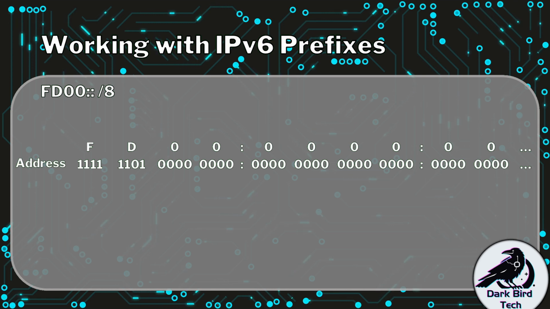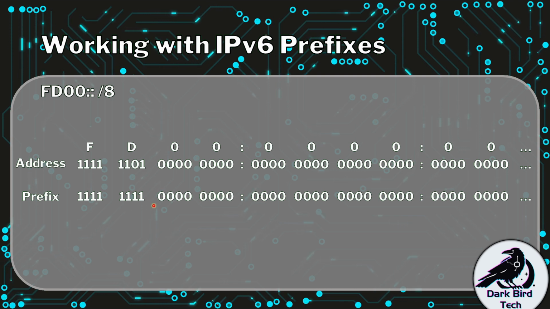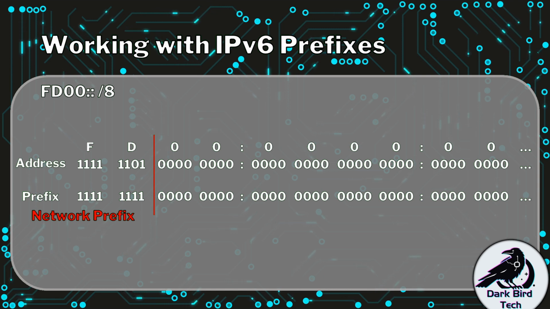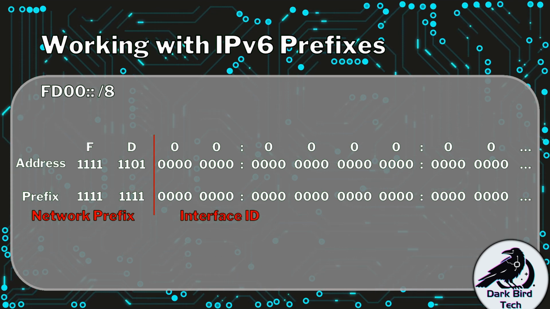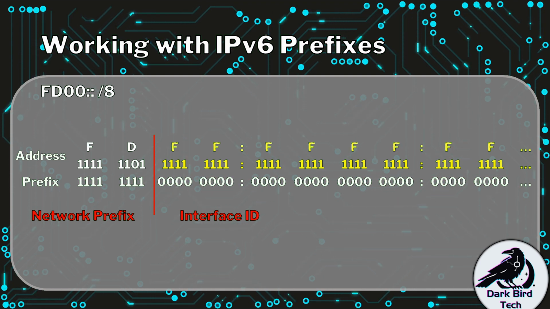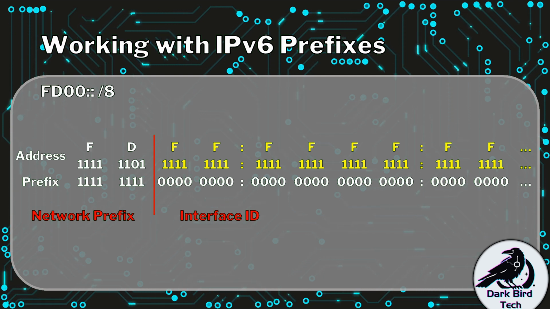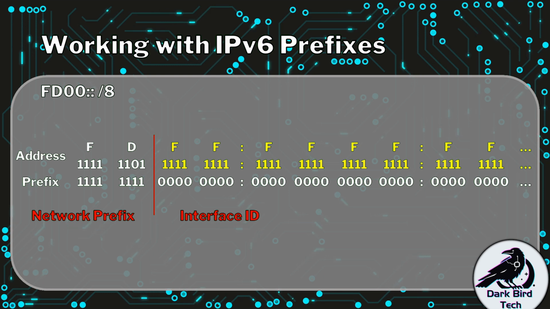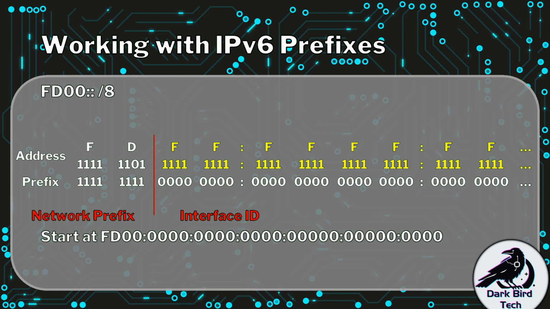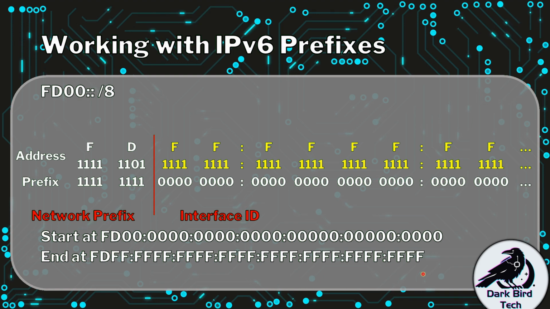So we take the /8 prefix and plot it underneath. And where the ones stop and the zeros begin, we can imagine a line going up there. Everything to the left is the prefix, everything to the right is the interface ID. This means that everything to the right here can turn to binary ones, thus turning into hexadecimal Fs, and we're still in that network. So that means that generally the site local network begins at FD00, with the rest of the address being all zeros, and it goes all the way up to the end of FDFF, with the rest of the address being all hexadecimal Fs.